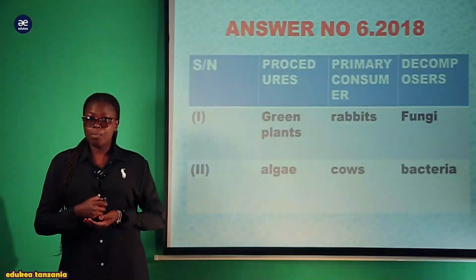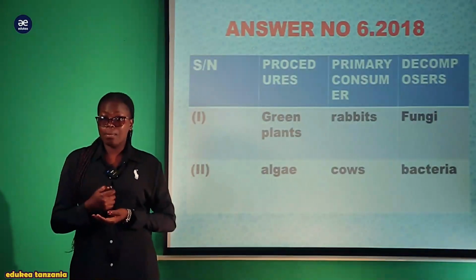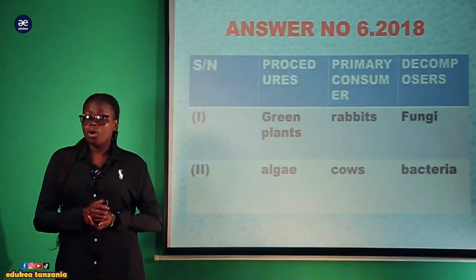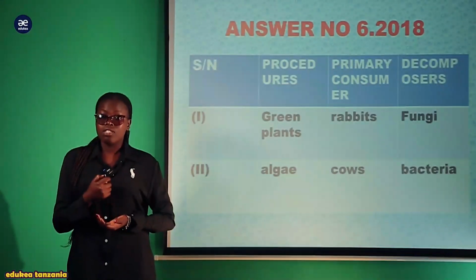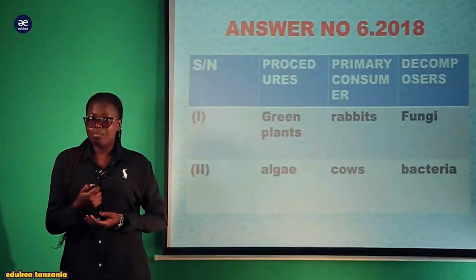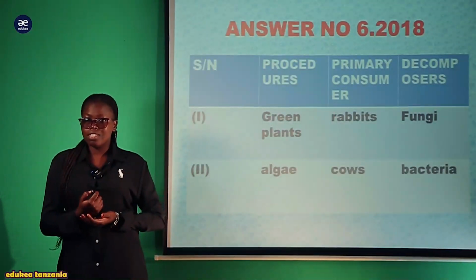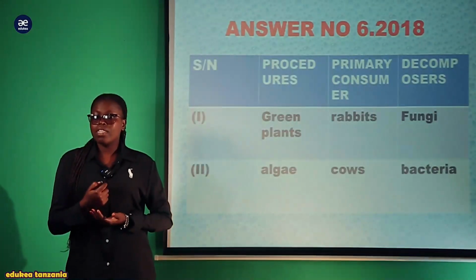Chemosynthesis. Kuna photosynthesis, ambayo is the use of the sunlight, na kuna chemosynthesis, ambayo is the use of the chemicals katika manufacturing of the food, complex food substances from simple inorganic material. So the example of the organism which are found within the producer, example the producer, kuna this green plant, ambao ni mimea ambao wana produce their own food by the use of the sunlight.